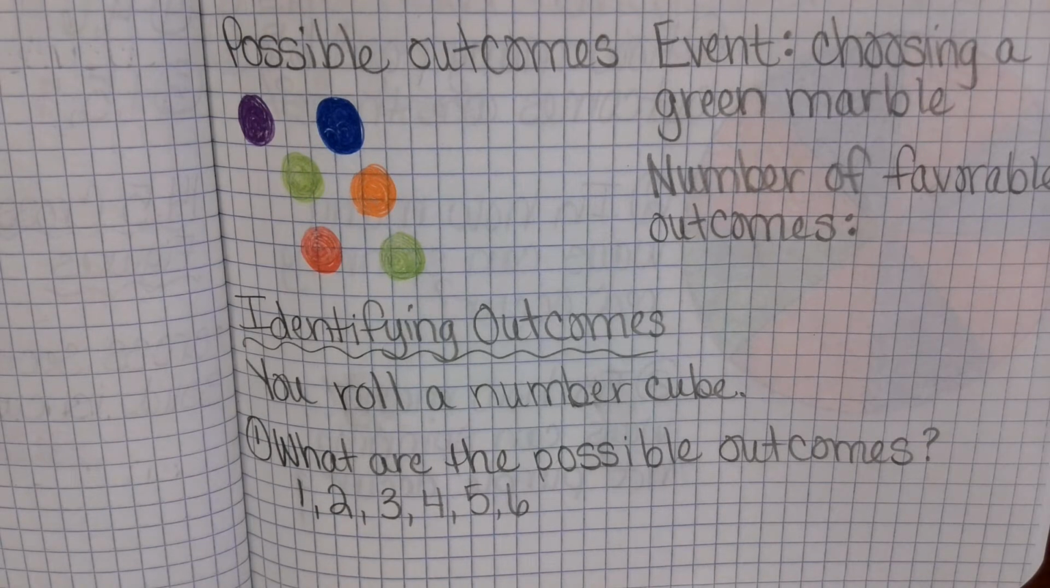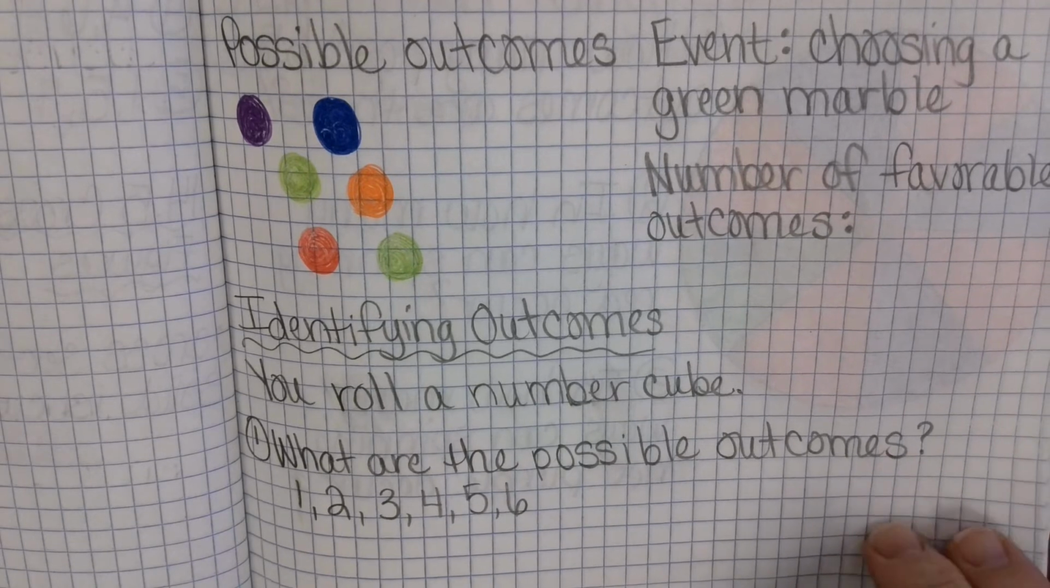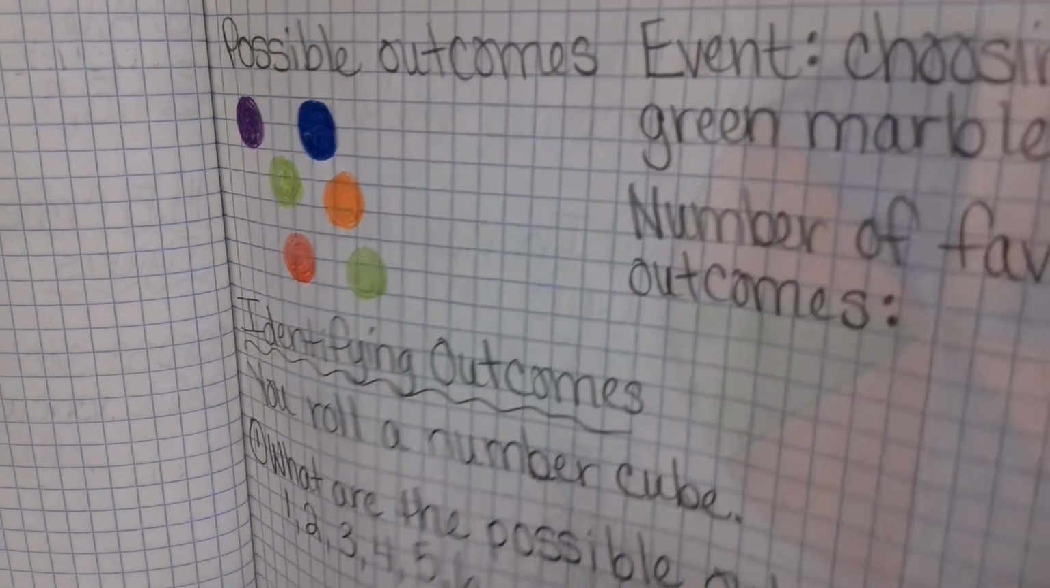So the possible outcomes are 1, 2, 3, 4, 5, 6. So that means when you roll a dice, it could be one of those. Those are the possible outcomes when you roll a number cube. All right, let's turn to the next page.